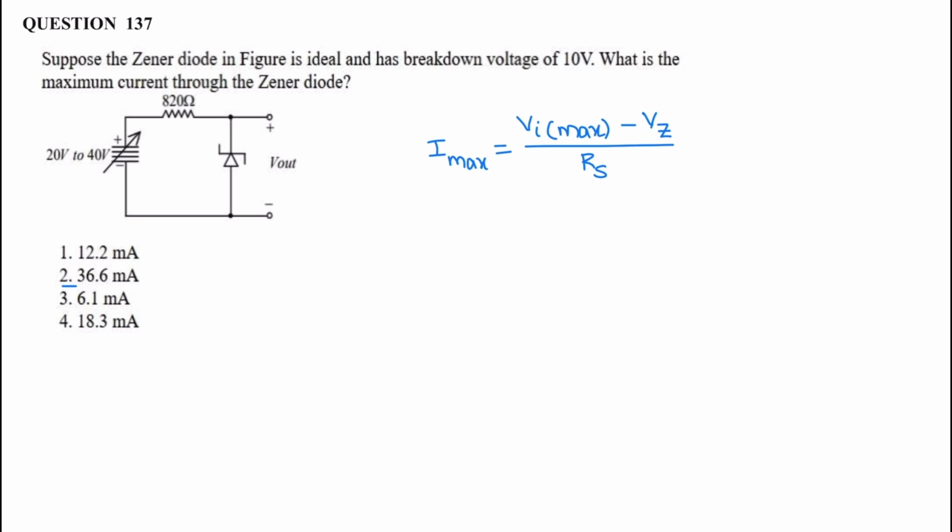Question number 137. Suppose the Zener diode in the figure is ideal and has a breakdown voltage of 10 volts. What is the maximum current through the diode? Current maximum is input voltage Vi maximum minus Zener voltage, divided by source resistance Rs. Here maximum input voltage is 40, Zener voltage is 10, and source resistance is 820. The maximum current is 36.5853 milliampere. Correct answer is option 2.